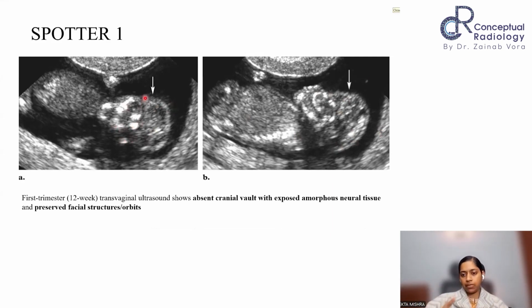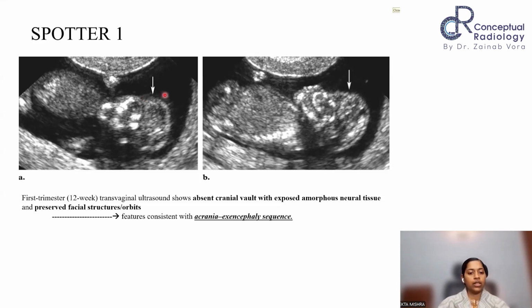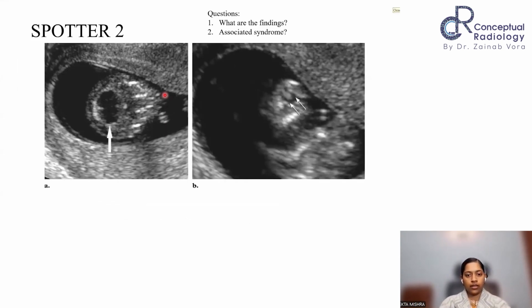So the first step is acrania, then the brain matter goes out and is floating. Eventually it undergoes liquefactive necrosis. It gets dissolved in the amniotic fluid. So acrania-exencephaly, and then completely absent brain in anencephaly. Very good. So the acrania-exencephaly sequence. Okay.